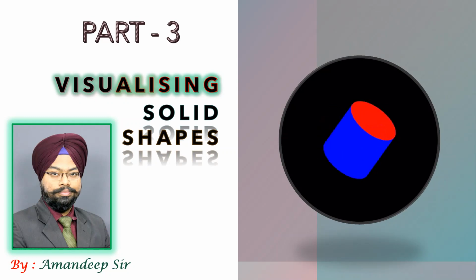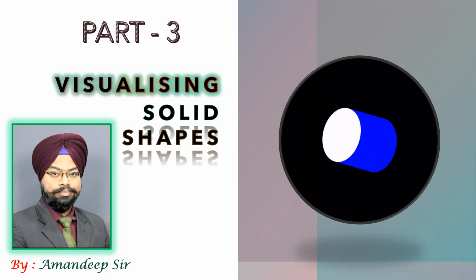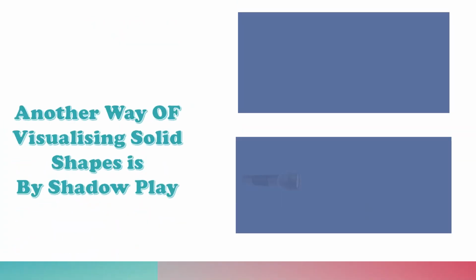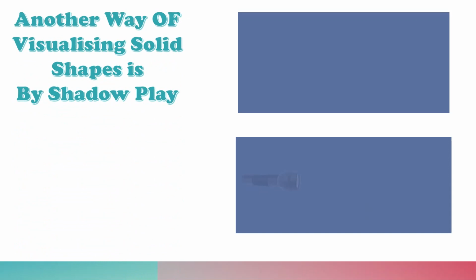In the past two videos, you all have studied many things related to solid shapes. In the previous video, you studied how to visualize solid shapes by viewing them from different angles. In today's class also, we are going to discuss a few more ways by which a solid shape can be viewed to get to know about their different properties. So here it is, the first one, that is called shadow play.